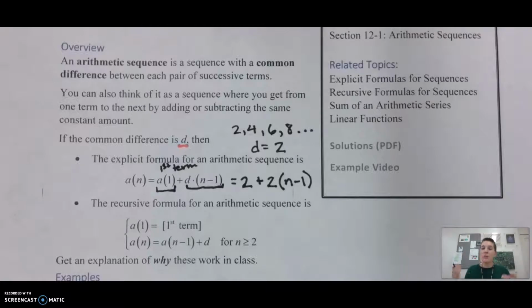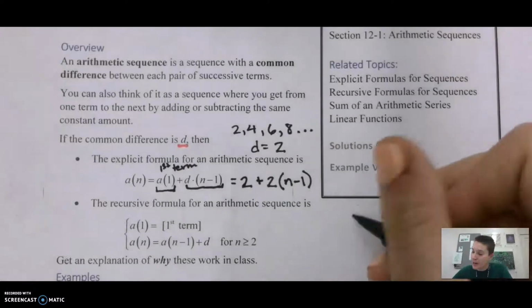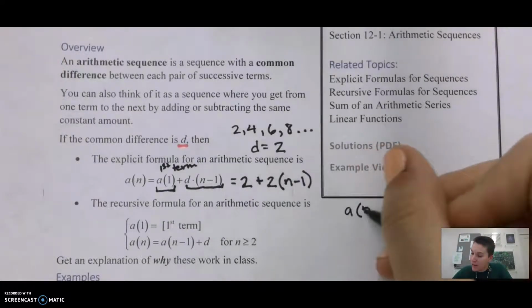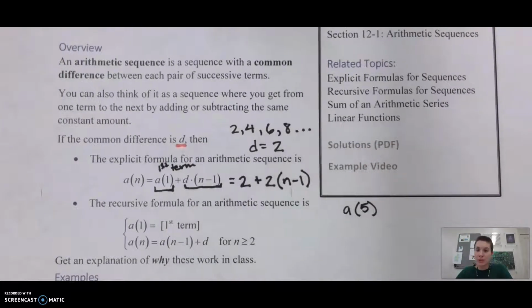Say we want to know what the 5th term of the sequence is. Right now we have 4 numbers. We can all look at this and tell that the 5th number is going to be 10, right? 2, 4, 6, 8, 10. But does our explicit formula also get 10? Let's see. Here we would write A of 5, because we're trying to find the 5th term in our sequence.